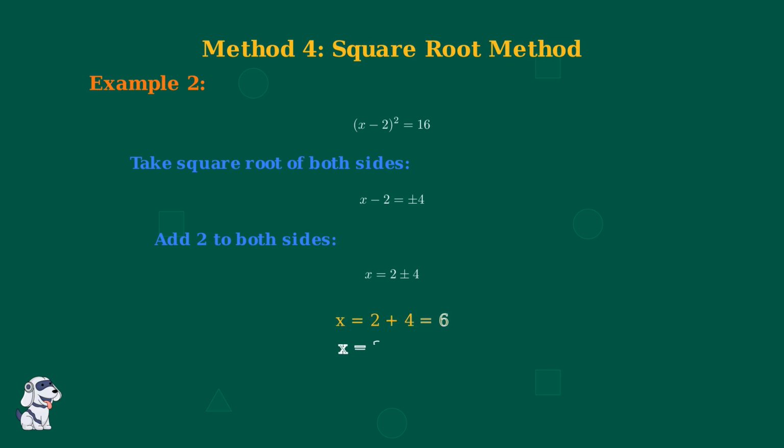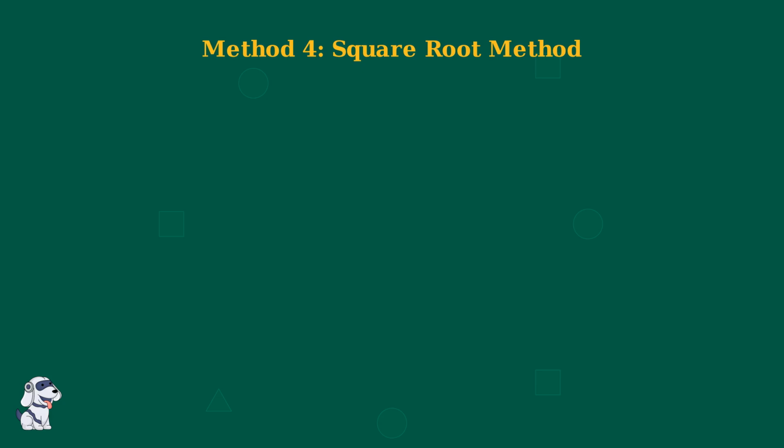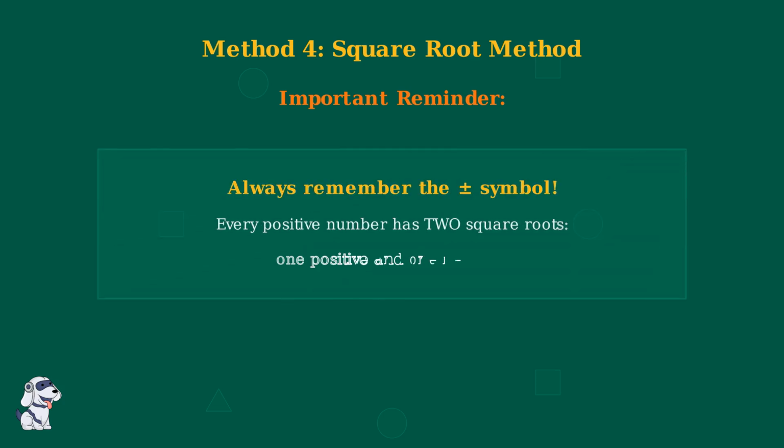This gives us two solutions, x equals 2 plus 4, which is 6, and x equals 2 minus 4, which is negative 2. Before we finish, there's a crucial point about the square root method that you must always remember. Always remember the plus-minus symbol. Every positive number has two square roots, one positive and one negative. Forgetting the negative root is one of the most common mistakes students make with this method.